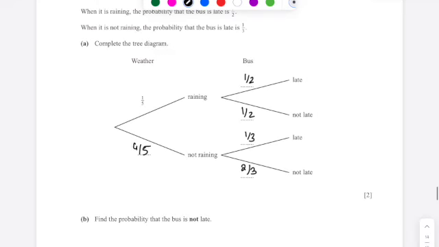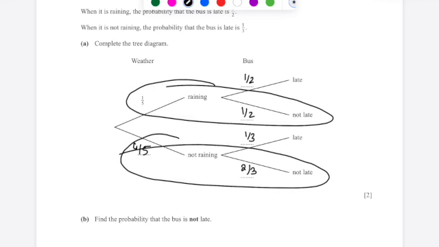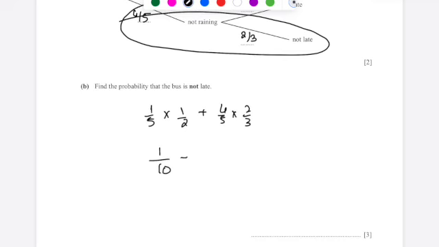What is the probability that the bus is not late? Not late means raining and not late, or not raining and not late. So it is 1 upon 5 times 1 upon 2 or 4 upon 5 times 2 upon 3, which is nothing but what? 1 upon 10 plus 8 upon 15. So multiplying by 3 and by 2, it's going to be 3 upon 30 plus 16 upon 30, which is 19 upon 30. That's going to be the answer.